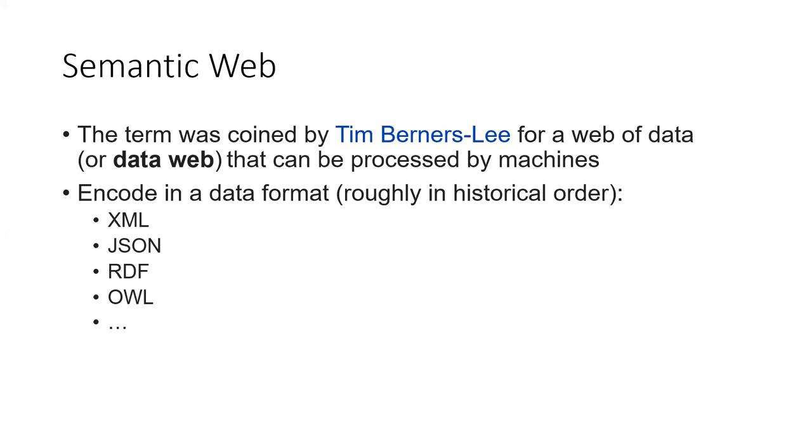The semantic web's been around for a while. The term was coined by Tim Berners-Lee way back when, with the idea of encoding data so that it could be processed by machines. And so we've had a go encoding in XML, and a lot of financial and medical data is encoded that way. We all use JSON. RDF is another way of trying to embed knowledge together and build relationships. OWL is used for ontologies. So there's quite a few formats out there.